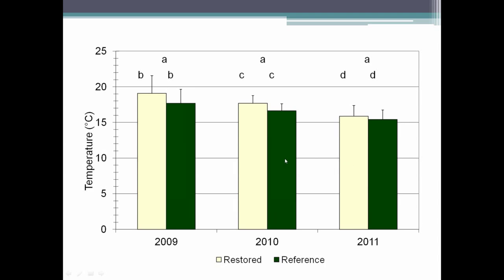2009 was a particularly warm year, and then we had cooler summers in 2010 and 2011. Of interesting note here, though, is that if we look at the slope of these lines, we see that the rate of cooling on the restored site was actually greater than the rate of cooling on the reference. So it's a significant difference between restored and reference with respect to the year. So that certainly is a nice positive sign.